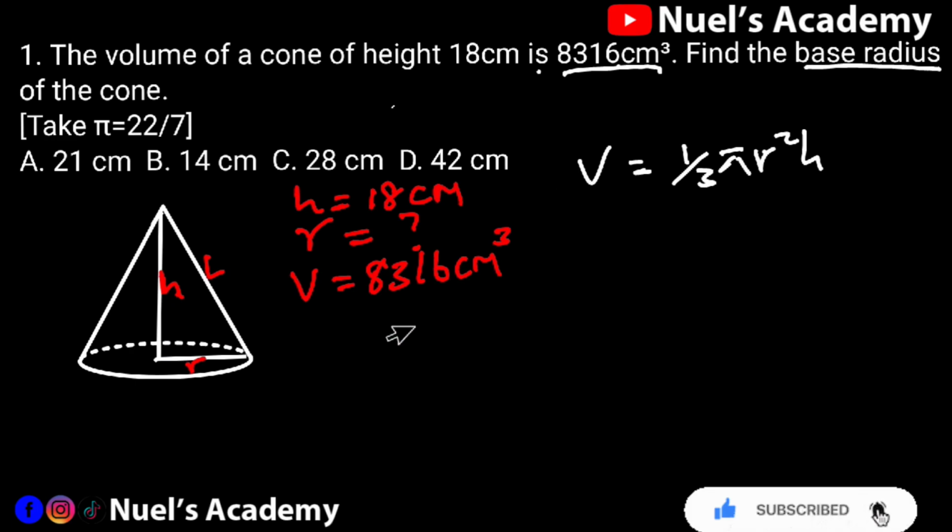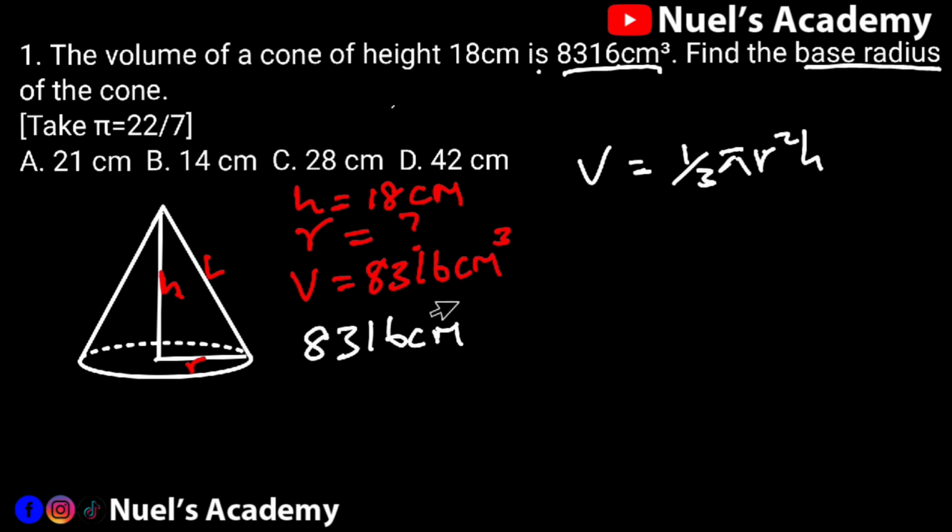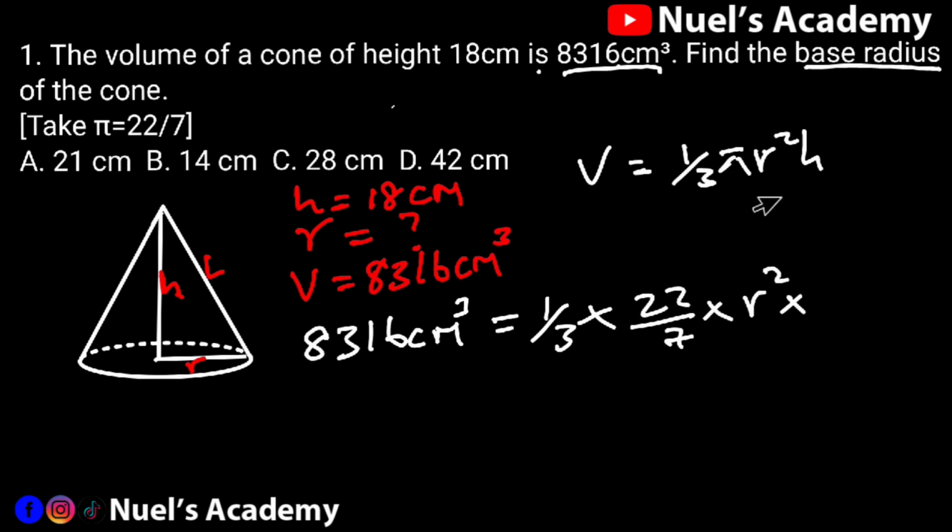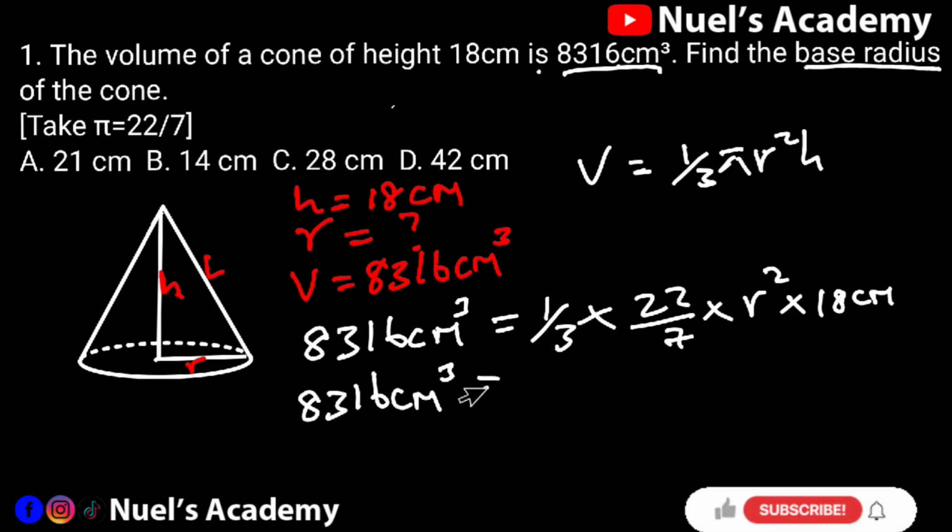So V, the volume from the question, is given as 8,316 cm cubed, and this is equal to 1/3 times pi, which is given as 22/7, times the base radius, which is what we're looking for, times the h, which is given as 18 cm. And so this becomes 8316 cm cubed is equal to, now 22 times 18, because this is 18/1, 22 r squared and 18 cm are all at the numerator.